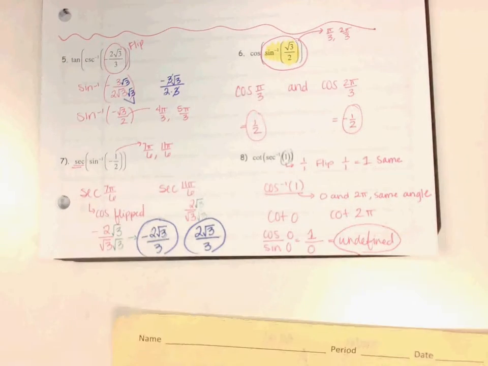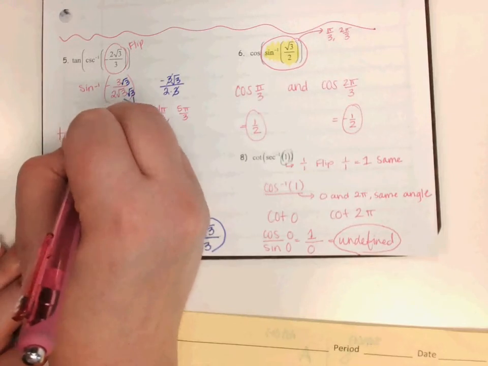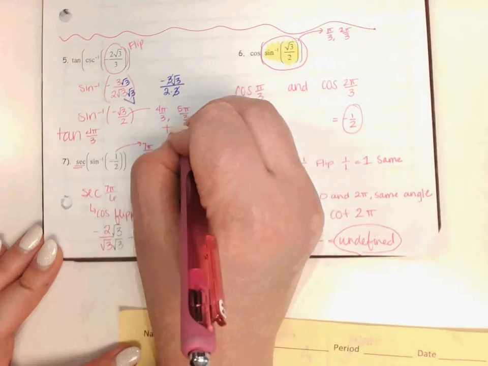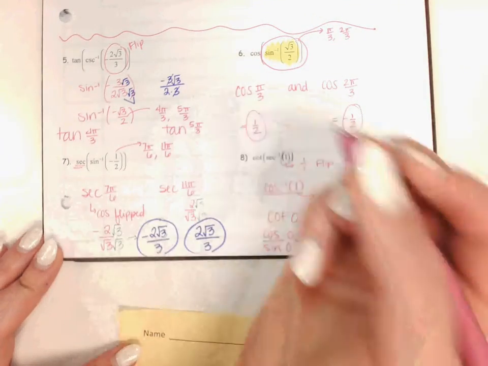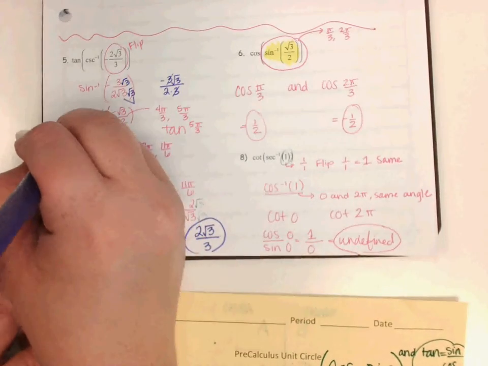Okay, and then what am I plugging those into that was on the outside? Tan, which is sine over cosine. So then I'm going to find the tan of 4 pi thirds. And then I'm going to find the tan of 5 pi thirds. And then as Amaya said, tan is sine over cosine.